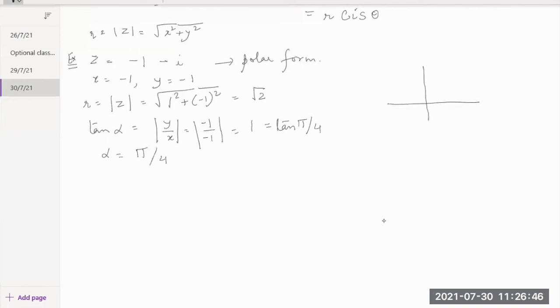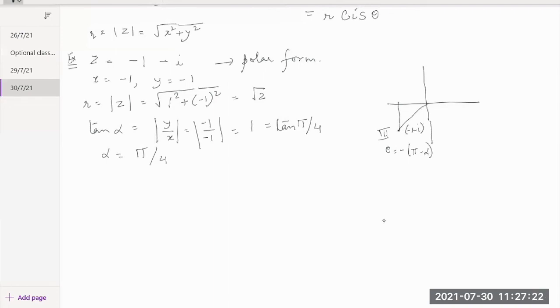-1 and -1 will take you where? It will take you in the third quadrant. This is my complex number -1 minus i over here. Now in this, the relationship between theta and alpha was what? Refer to your diagram. Theta was nothing else but minus of pi minus alpha. Clear?